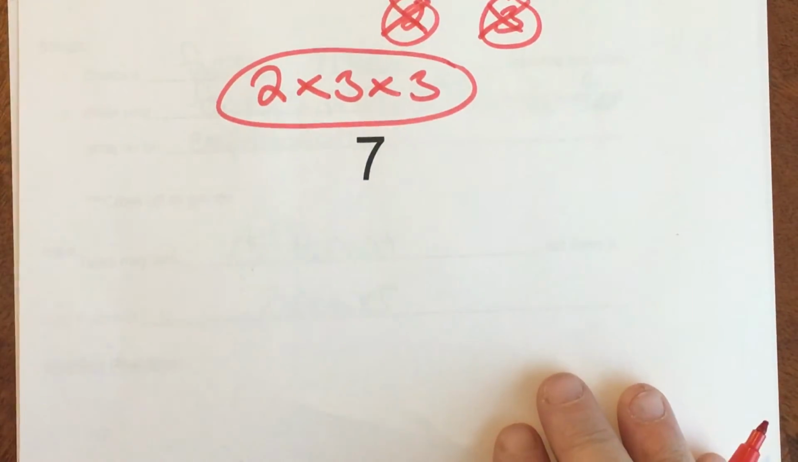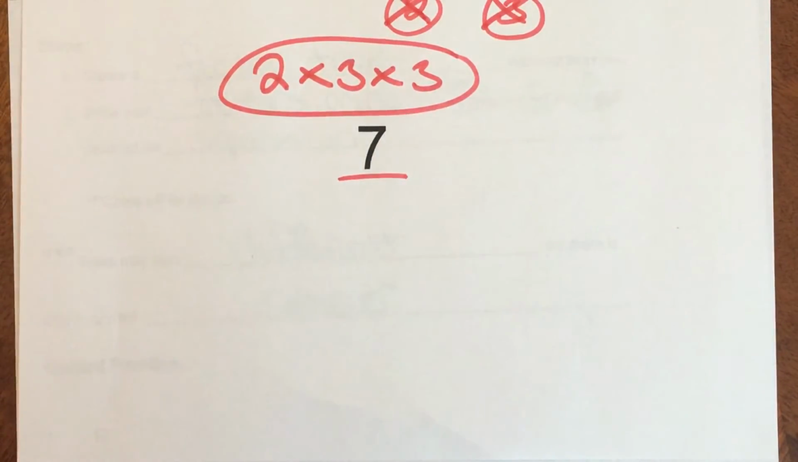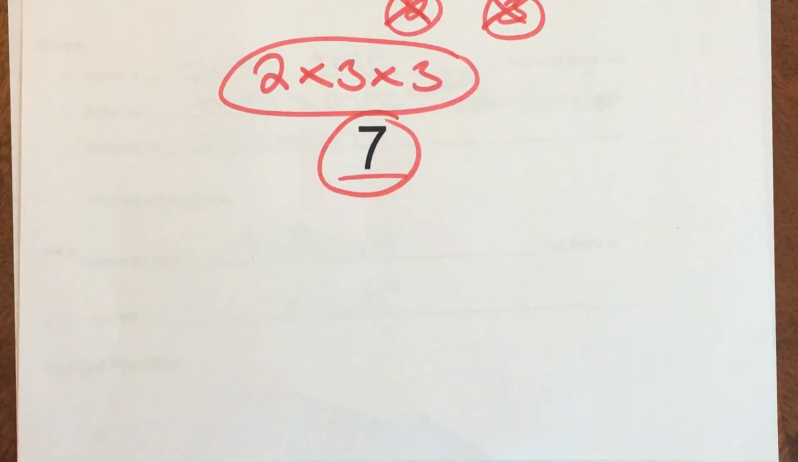Okay, my last one I'm going to do is 7. So I need to break 7 up into its factors. Now remember the rules, no 1s. Are you stuck? You should be, because I can't. The only way I could break 7 up is 1 times 7, which means that's a prime number. So I can't make a factor tree for it.